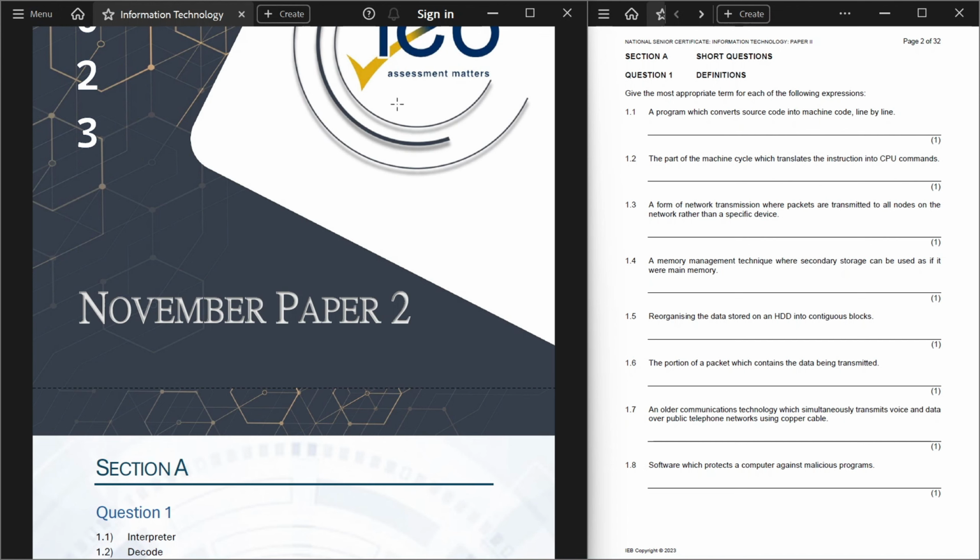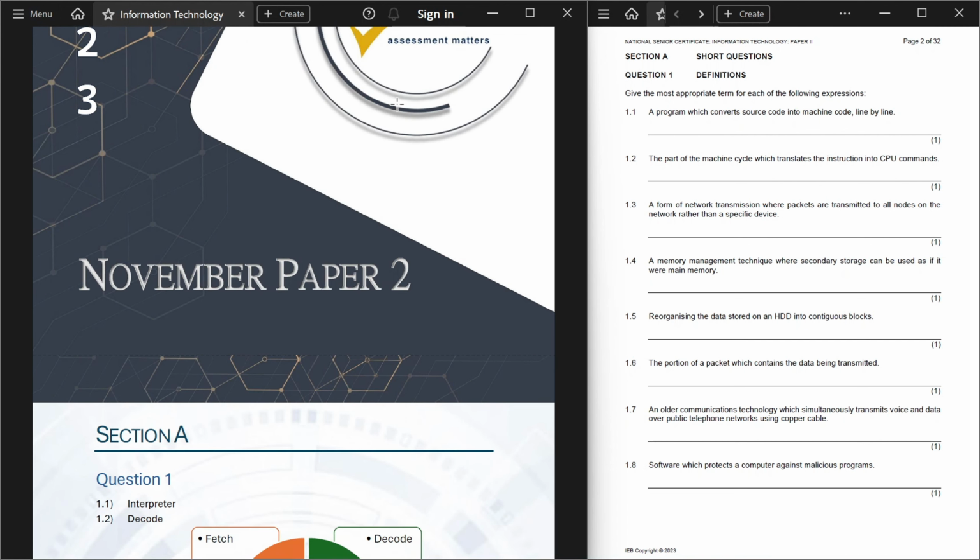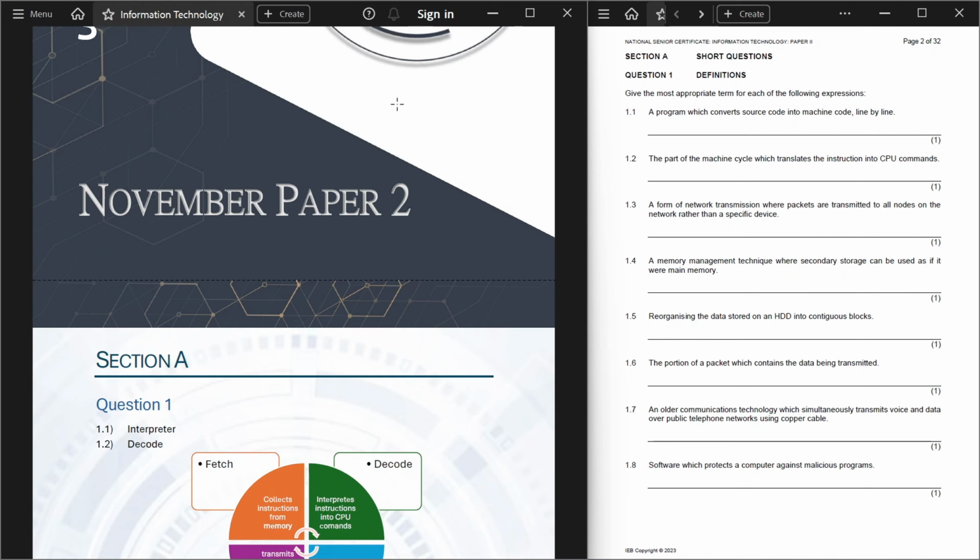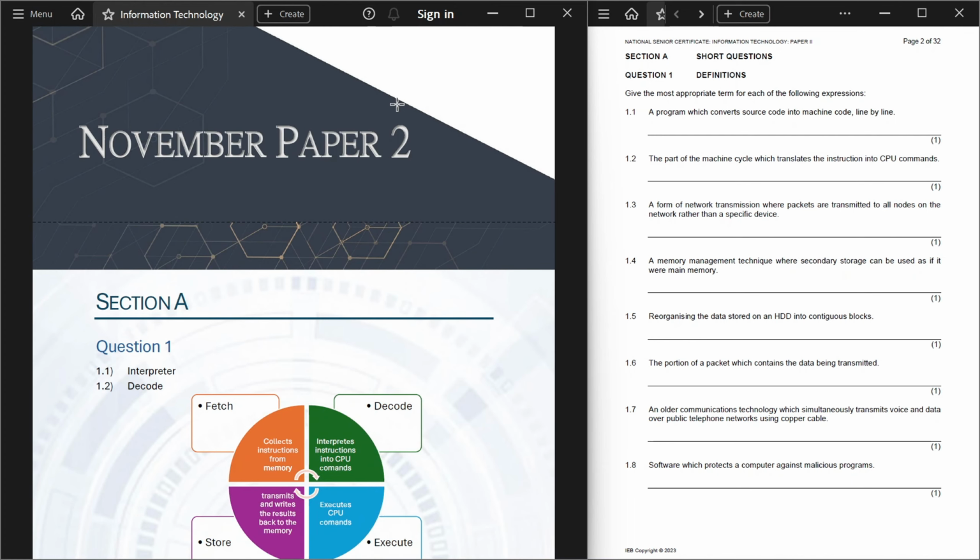Now let's talk about the machine cycle for a brief moment. The machine cycle has 4 main stages: fetch, decode, execute, and store. Fetch collects instruction from memory. Decode interprets instructions into CPU commands. Execute executes CPU command. And finally, store transmits and writes the result back to the memory. Now this is the most basic function every simple to complex machine follows.